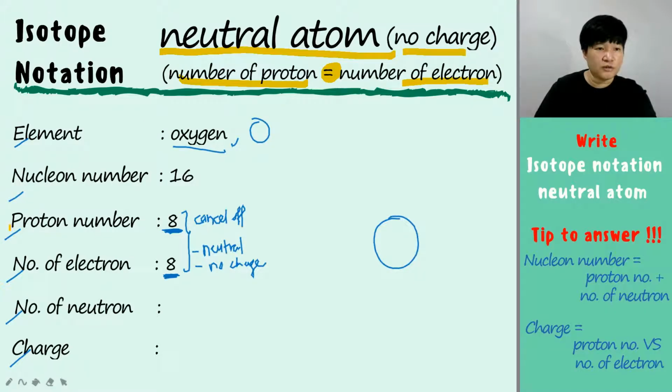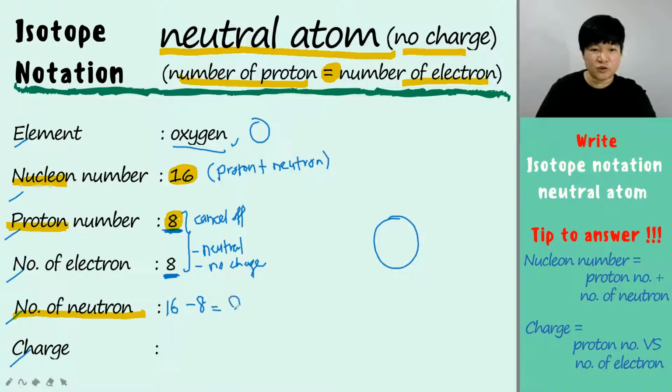And since we know that the proton number right now is 8, the nucleon number is 16. Knowing that your nucleon number is actually your proton plus your neutron, therefore your number of neutrons over here will be 16 minus 8, which is also 8. And the charge will be 0 because it is neutral with no charge.